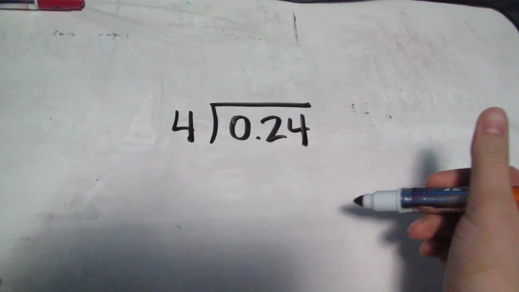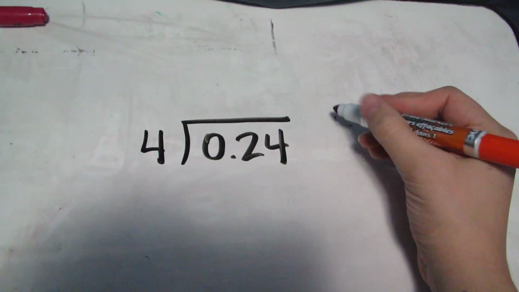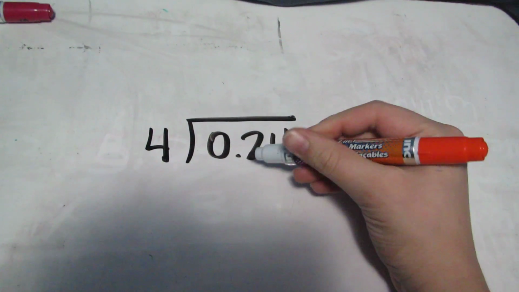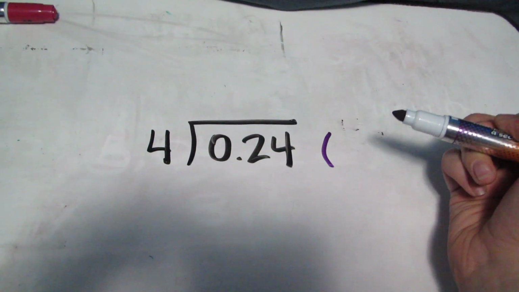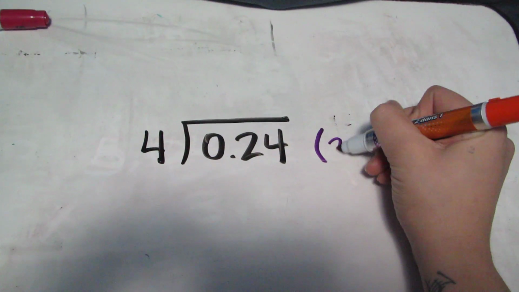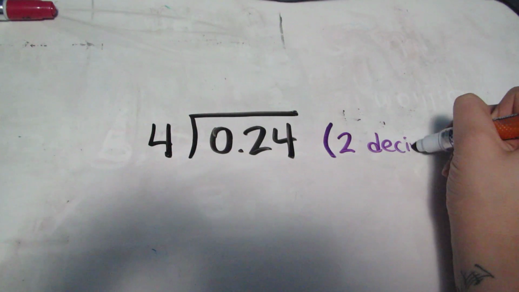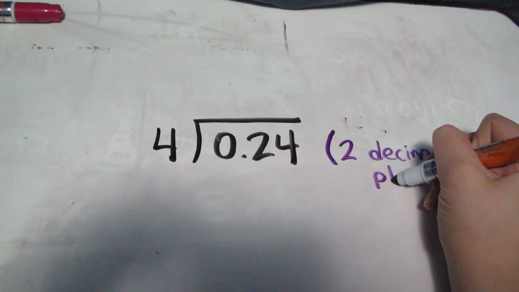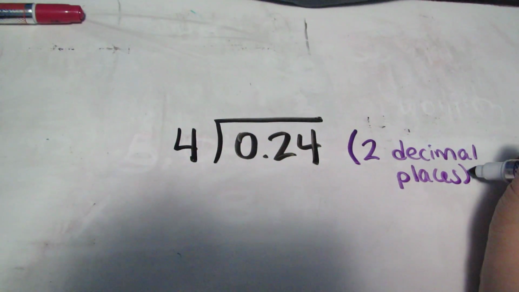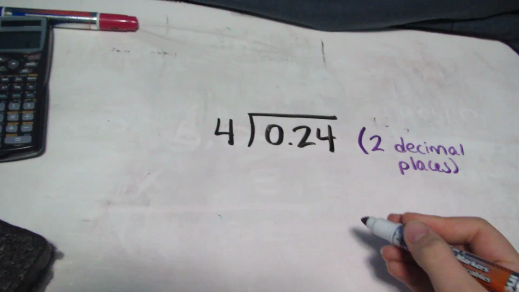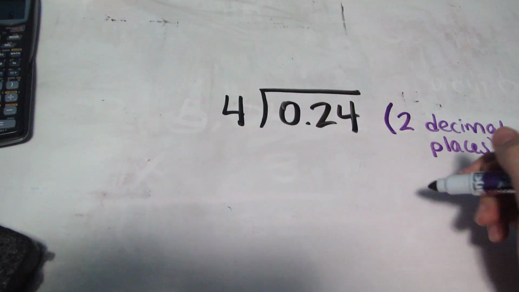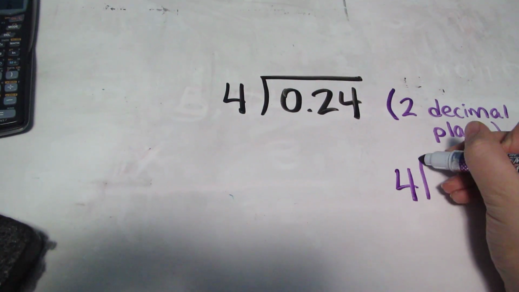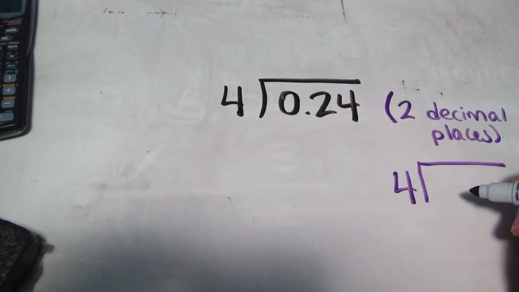So again, just like multiplication, we're going to make a little note to ourselves of how many decimal places we started with. In this case, 1, 2, because it's decimal hundredths. So we're going to put 2 decimal places to remind us. And then we're going to go over here and do our math. We're going to write it again, without the decimal this time.